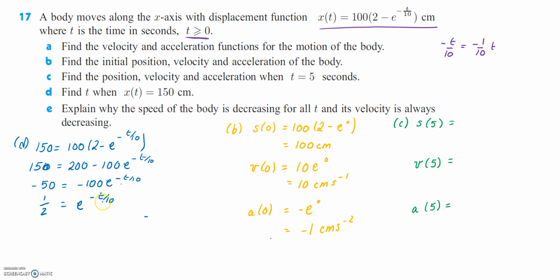Now we're allowed to get rid of the e's with ln. So remember our little trick with the half. That's ln of a half, but a half is 2 to the minus 1. So I'm straight away going that's minus ln 2 equals minus t on 10. Negatives will cancel, and therefore t is 10 ln 2.